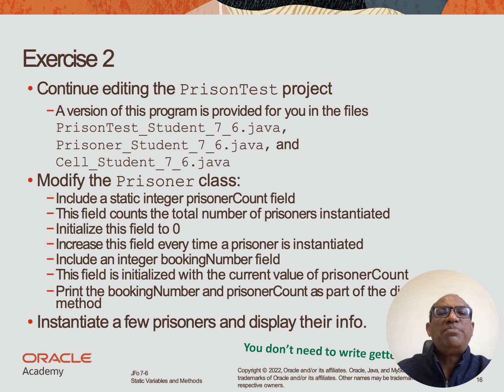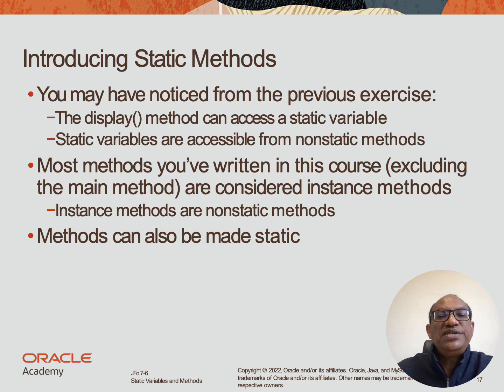In exercise 2, let's jump back to our prison test project. In the Prisoner class, add a static field called prisonerCount. Initialize it to 0. Increment it every time a prisoner is created. Also add a bookingNumber field, which is an instance field, and assign it to the current value of prisonerCount in the constructor. Finally, update display to print both. This works because prisonerCount tracks how many prisoners have been created across the entire program, not just for one object. That's a classic use of static data.